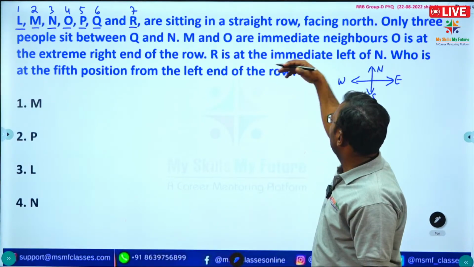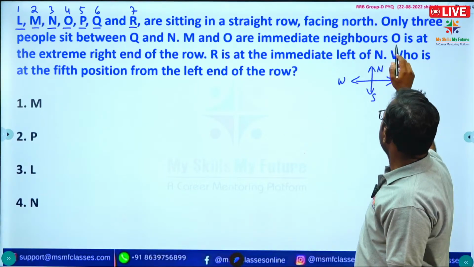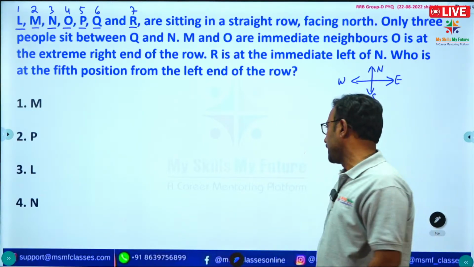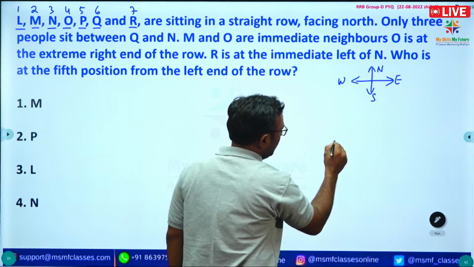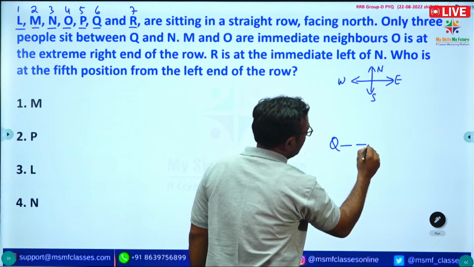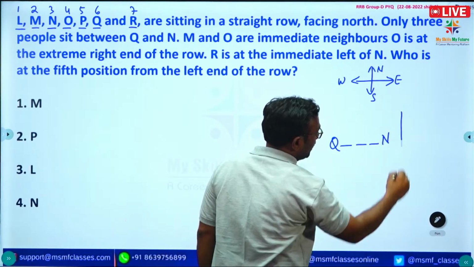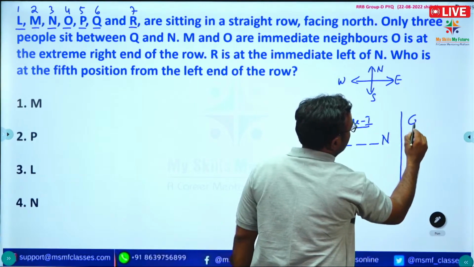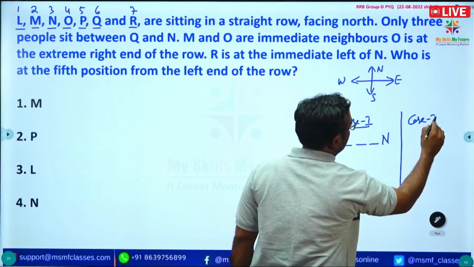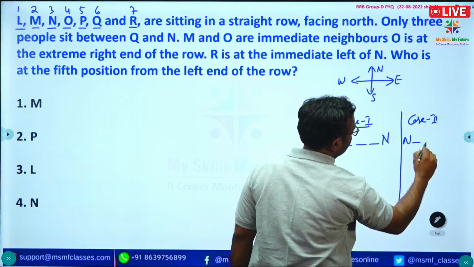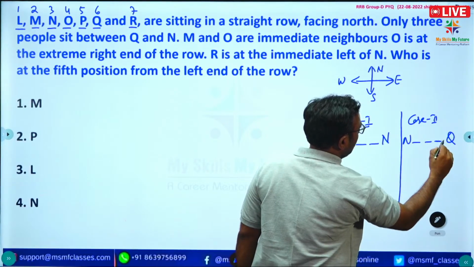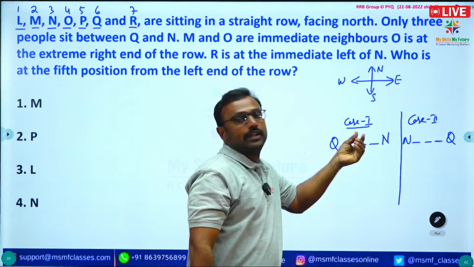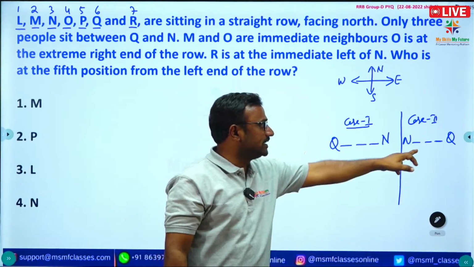All are facing north. Only 3 people sit between Q and N. So we get 2 cases. This is case 1, and we get another case for this statement, that is here. Only 3 people sit between N and Q. So this is case 1 and this is case 2.